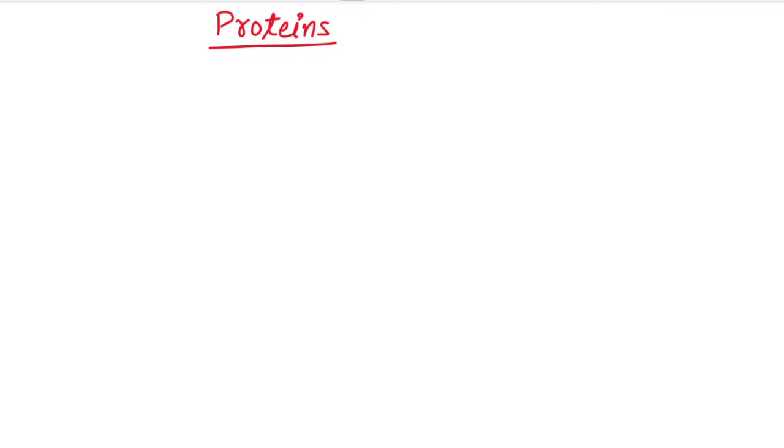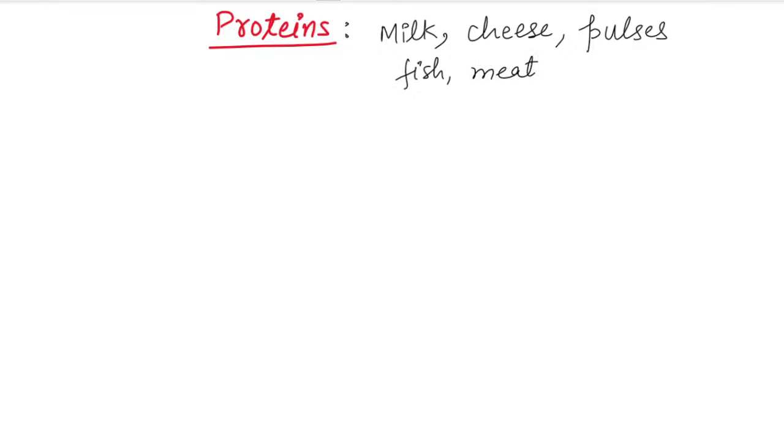So proteins, it is another class of biomolecules which is essential for living beings, and chief source of proteins are milk, cheese, even pulses, even peanuts, fish, meat. They are all the sources of proteins. Okay, and proteins have high molecular mass.